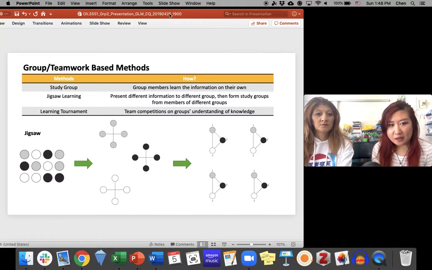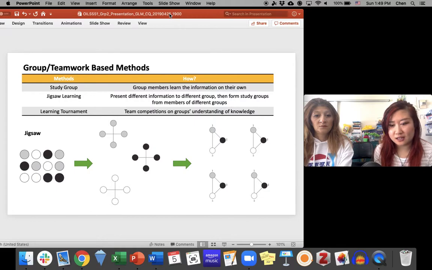The third type is group teamwork based methods. This one is, again, pretty frequently used in colleges or just in small groups. In general, it's always good to work with group and conducting some teamwork when you're learning. So first is study group, which is pretty straightforward. Group members learn the information on their own. You give some directions to the groups, and then the learning is all happening on their own. The jigsaw learning is a type of study group. It's a very specific type.